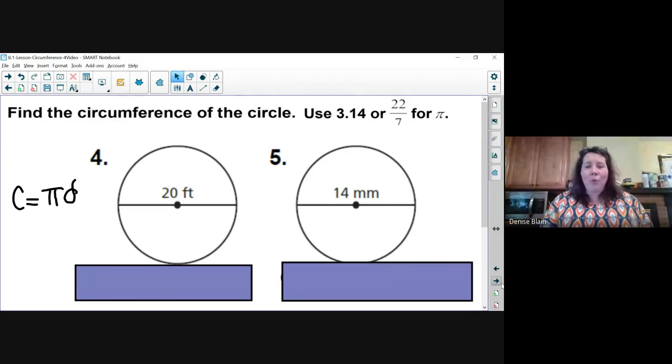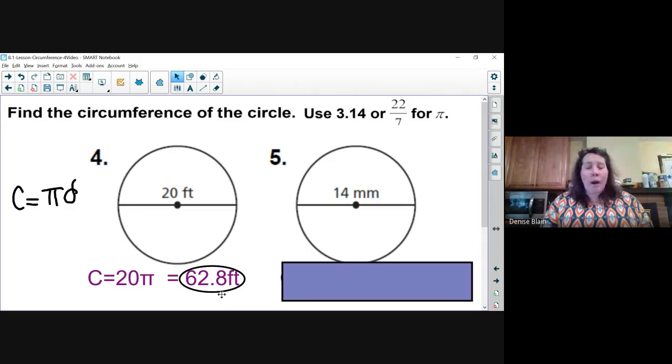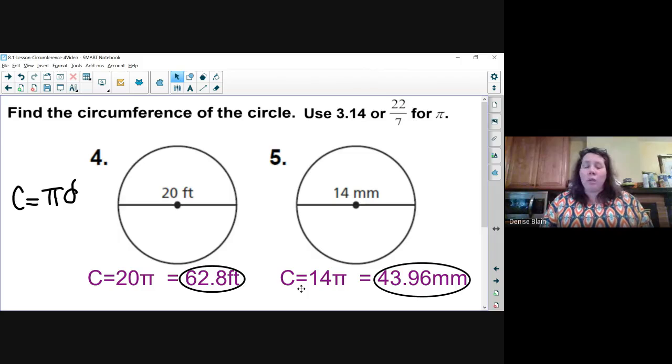Welcome back. So for circle 4, our diameter is 20 feet. So you're going to plug in 20 for D, and our equation is 20 times pi. When you simplify 20 times pi, you get 62.8 feet. For the fifth problem, our diameter is 14. So you plug 14 in for D, and you get 14 pi. When you simplify or solve for circumference, your final answer is 43.96 millimeters.